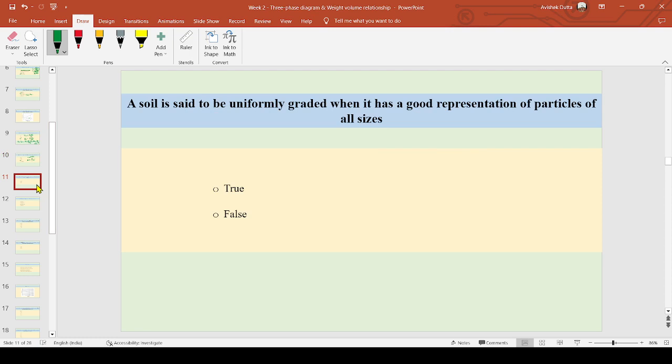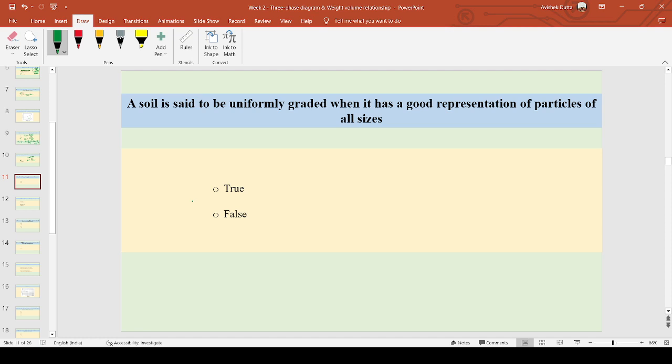A soil is said to be uniformly graded when it has a good representation of particles of all sizes. True or false? True. What is the difference between uniformly graded and well graded soil? Sorry, sir, it's false. Yes. What is uniformly graded soil? When it contains particles of equal size. Yes, particles of all equal size are present. It is called uniformly graded soil. It is not a good soil actually. It is a bad soil.